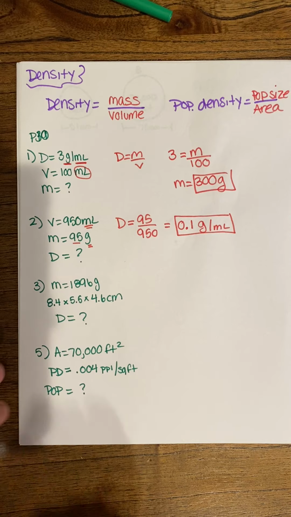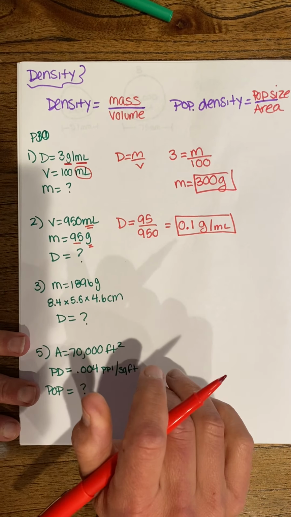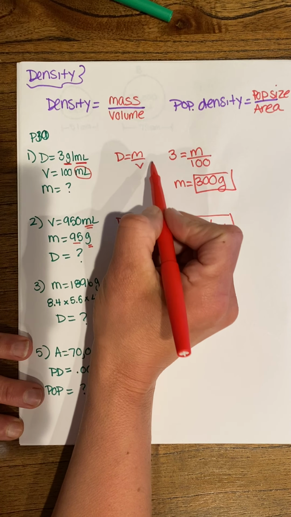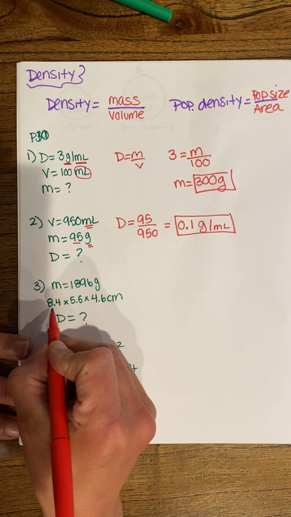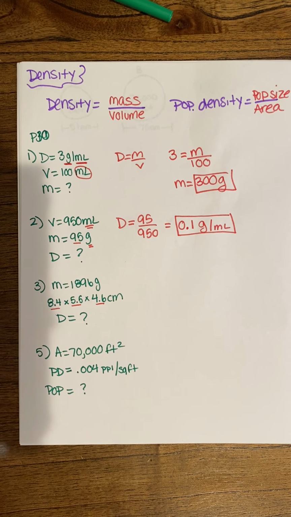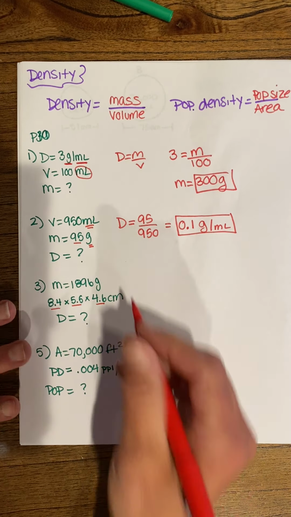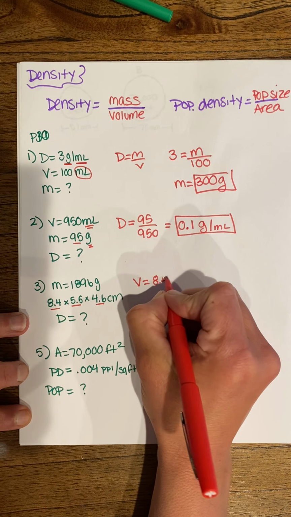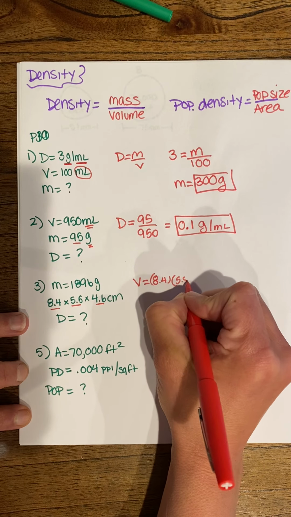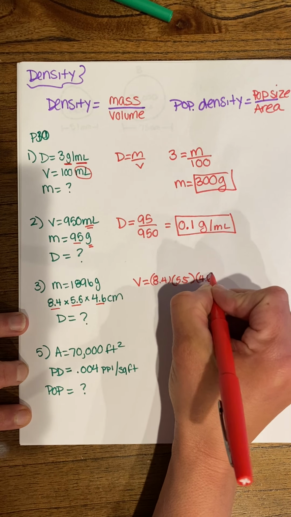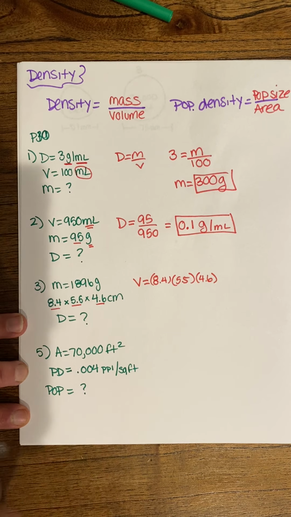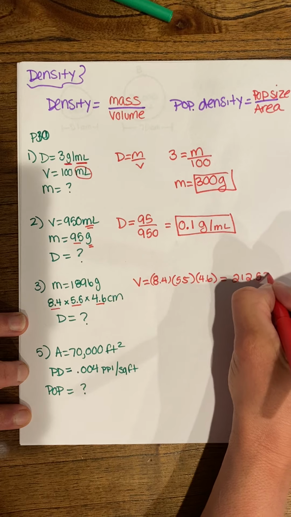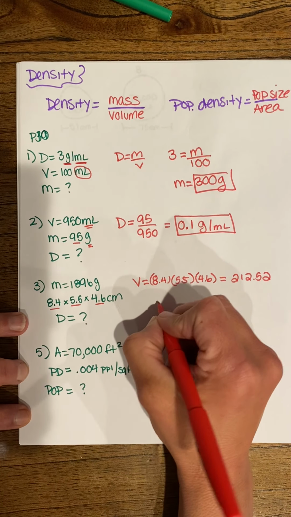Number three, you're given the mass of a rectangular block of copper, and you're asked about the density, okay? Now again, we need the volume of the copper. That's not what they gave me. They gave me the dimensions of the copper. But if we use what we learned last week, we know the volume of a rectangular solid is length times width times height. Okay, so I can get that volume first, which is 212.52. And now I have everything I need to get the density.